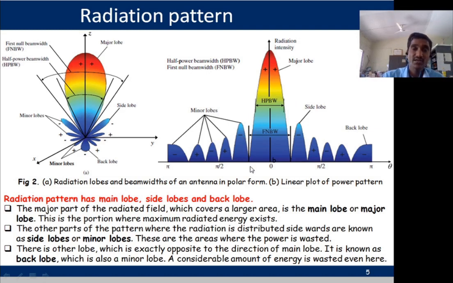And in this radiation pattern, this is a major lobe. That means radiated energy is concentrated into one specific direction. So this is a specific direction. That is called a major lobe.